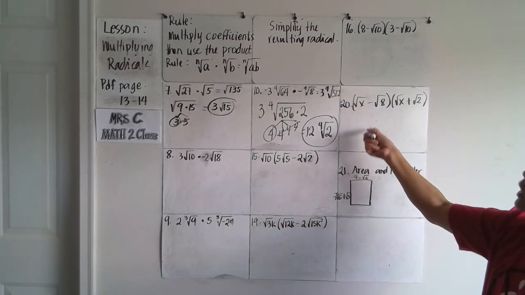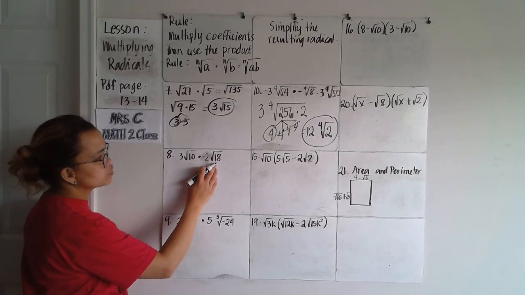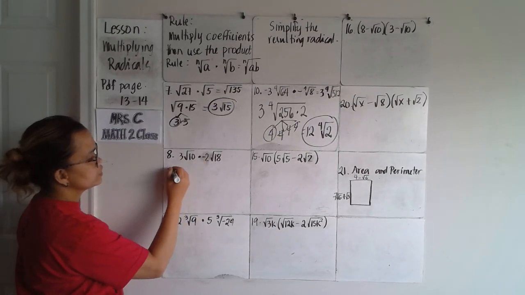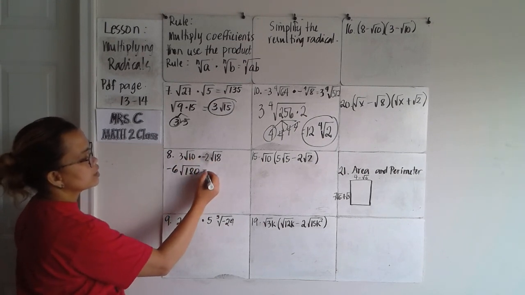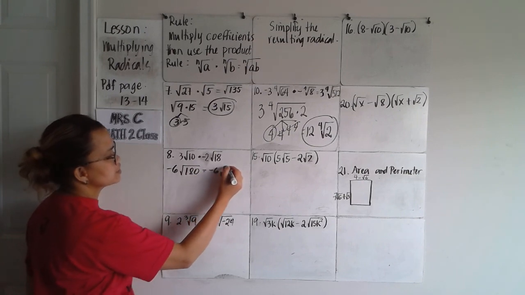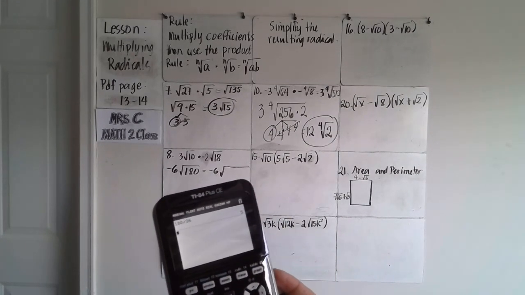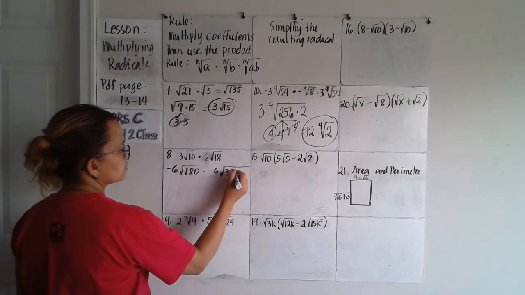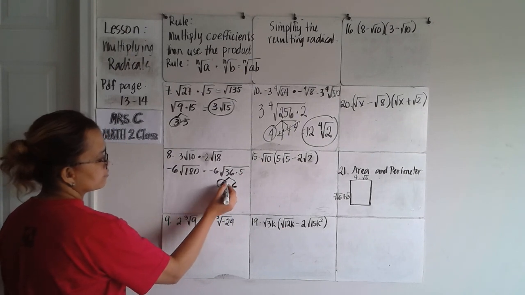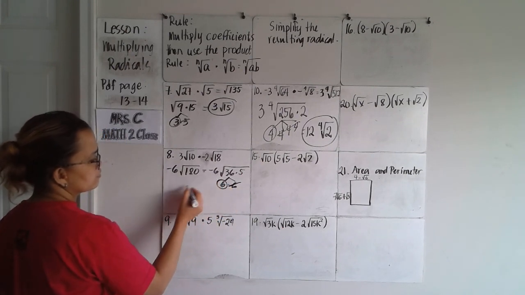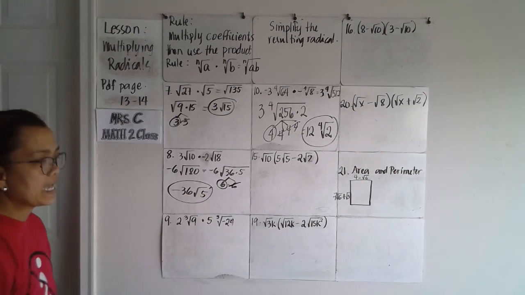Right? Next, number 8. Number 8, 3 square root of 10 times negative 2 square root of 18. I'm going to have 3 times negative 2 is negative 6. Square root of 10 times 18 is 180. Well, we need to think of a factor for 180. Is 180 divisible by 36? I think so. 5, yep. So that will be 36 and 5. So 36 would be 6 and 6. So we're going to take that, cancel this. 6 times negative 6 is negative 36, square root of the leftover, which is 5.